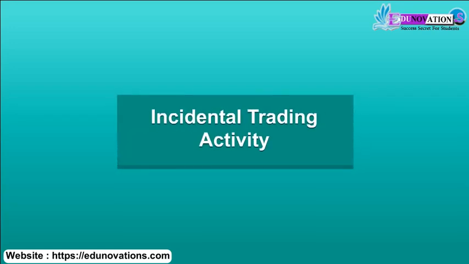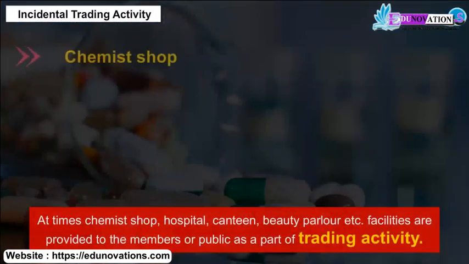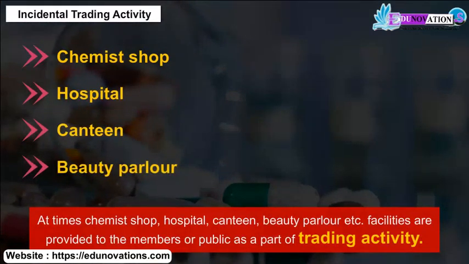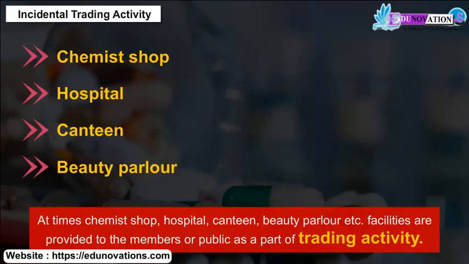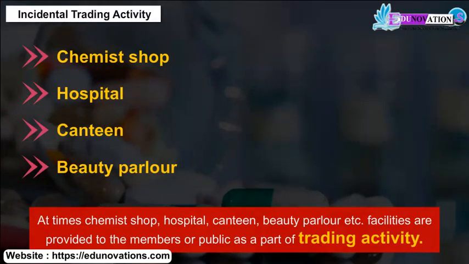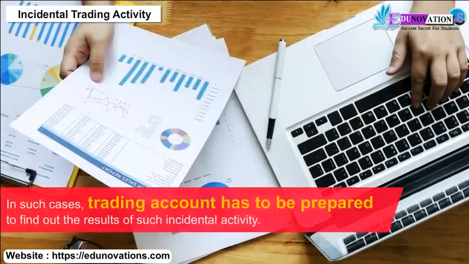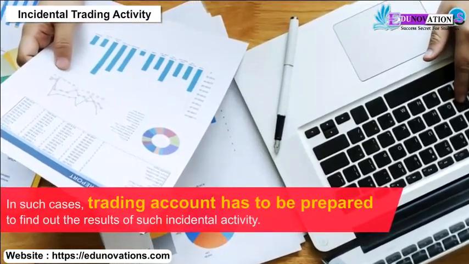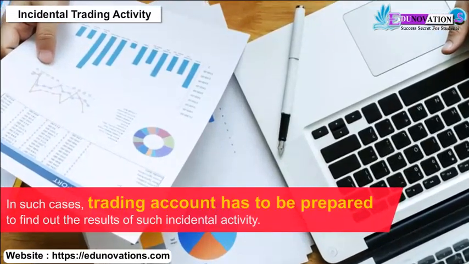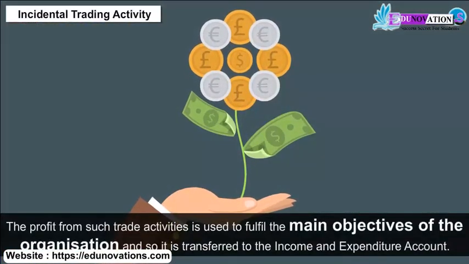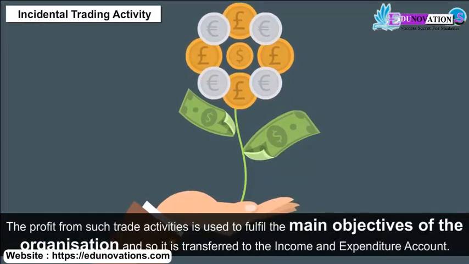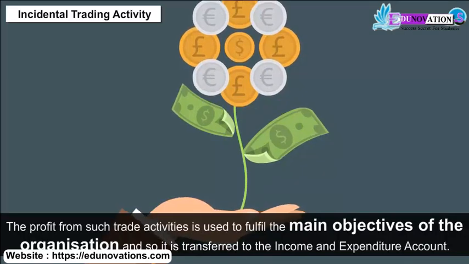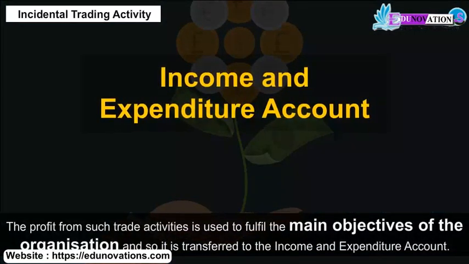Incidental trading activity. At times, facilities like a chemist shop, hospital, canteen, beauty parlor, etc. are provided to the members or public as a part of trading activity. In such cases, the trading account has to be prepared to find out the results of such incidental activity. The profit from such trade activities is used to fulfill the main objectives of the organization, and so it is transferred to the income and expenditure account.